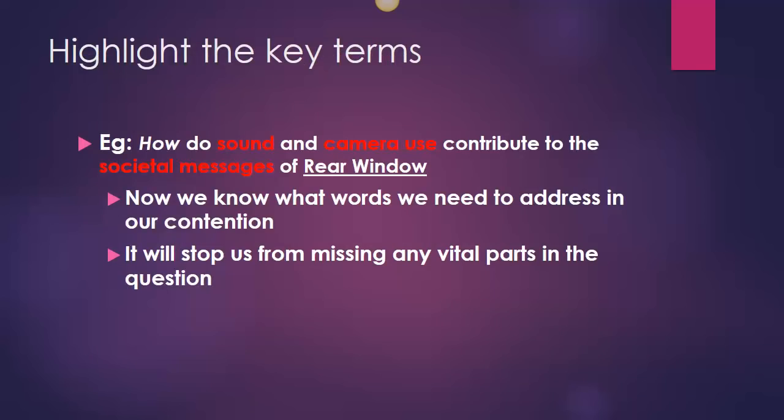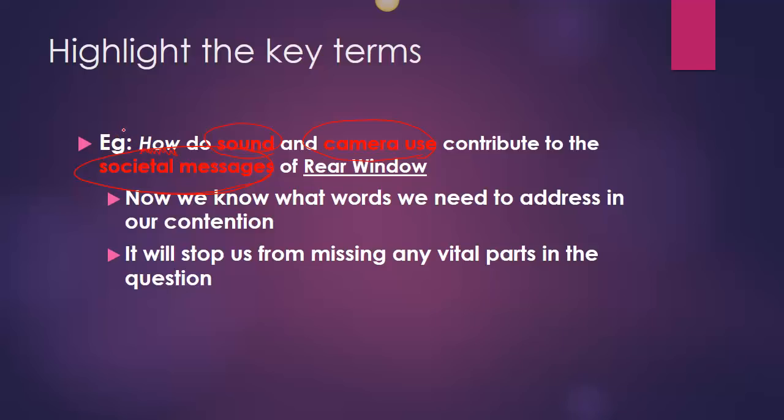So the first thing you do when you pick your question is you highlight the key terms. Personally, I like to write the whole question out in my own handwriting because then I can process it. But it's really important that you at least highlight the key terms. If you have a look here, I've highlighted the word sound, the word camera use, and then societal messages. And the other thing that I've fiddled with is the word how.